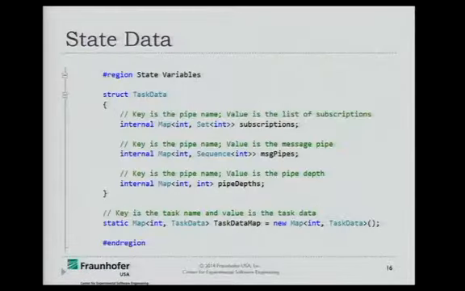Okay. So I talked about the state data. How does it look like? Well, very simple. For example, you have a hash map that keeps track of what are the subscriptions to individual pipes. So subscription is kept track by this particular map. What are the messages in each pipe? You have another hash map to keep track of that. And then how many elements are in each pipe?